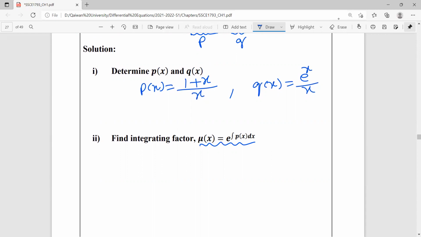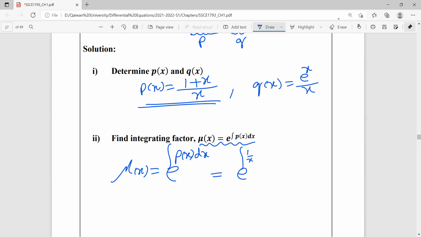Now finding the integrating factor, we say the integrating factor is e to the power integration of p of x dx. This is p of x. We are going to find the integration of this as the power of e. We say mu of x equals e to the power integration of p of x dx. What's p of x? P of x is (1 plus x) over x. We can give this denominator to each term, and we get 1 over x plus 1.